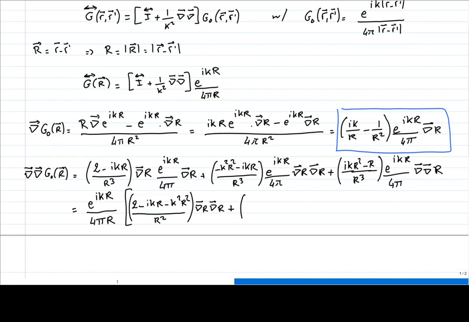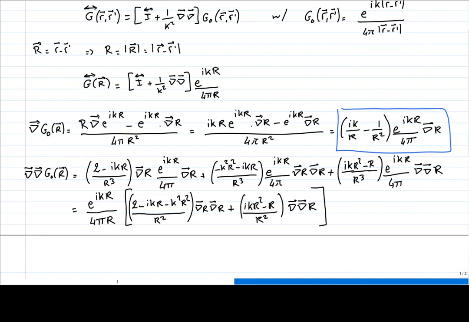Plus the last part of this equation, so the third part of the previous line, which is ikr squared minus r over r squared times the gradient of r. Side note, I want to attract your attention to the fact that the gradient of r is not the same as taking the gradient of r times the gradient of r. So you cannot factor this out. These are two different terms.